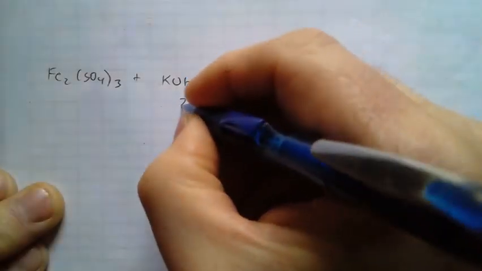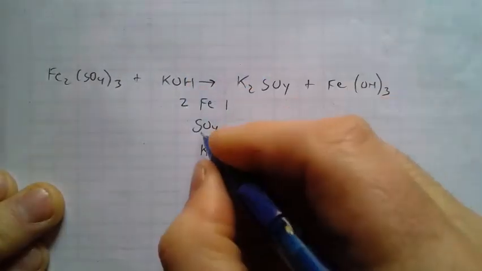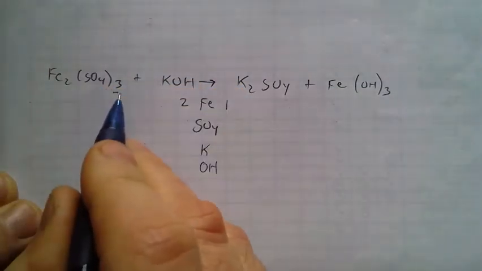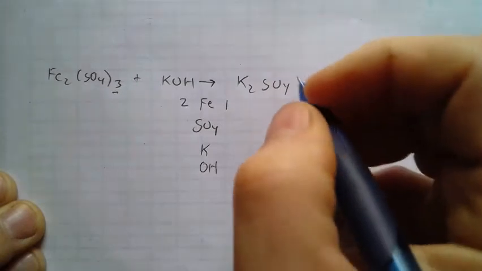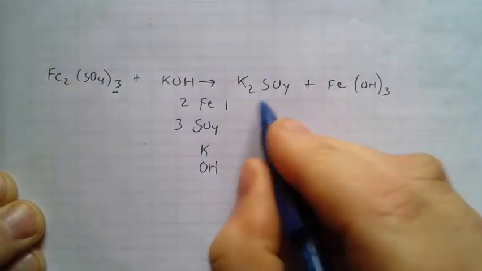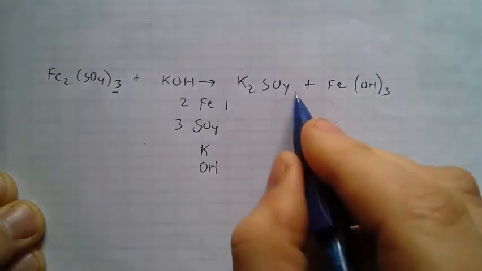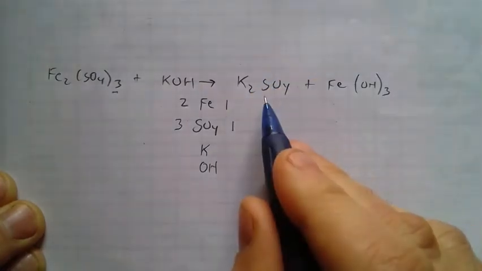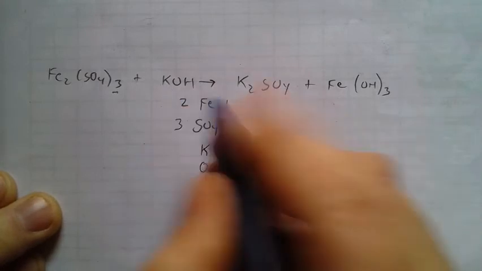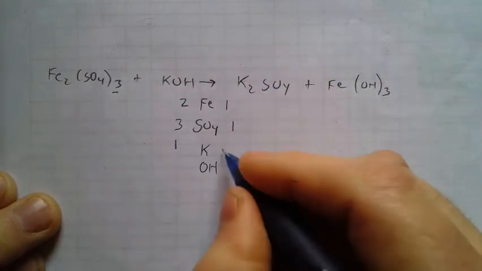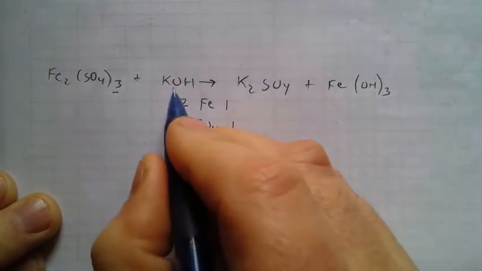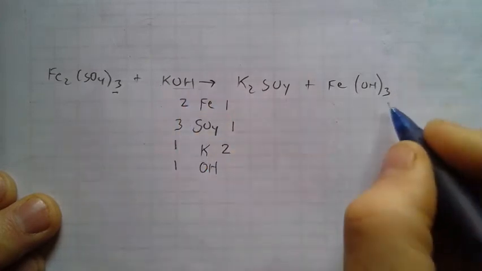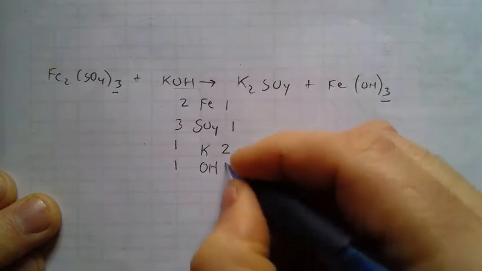So on the left, we have 2 irons. On the right, 1. Sulfate, we have 3. No multiplication necessary, just whatever the number is on the outside of the parentheses. So we have 3 there. There's no parentheses here, so we only have 1 sulfate on the right. Potassium, we have 1 on the left. On the right, we have 2. Hydroxides, we have 1 on the left since there's no parentheses, but on the right, we have 3.